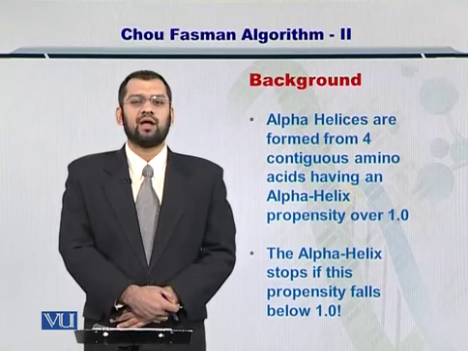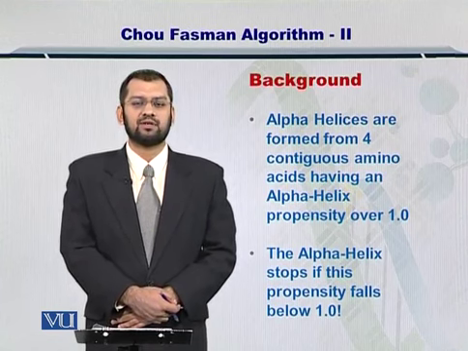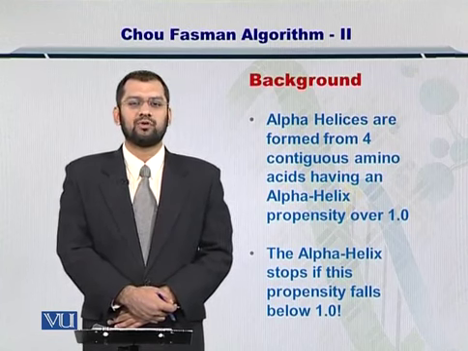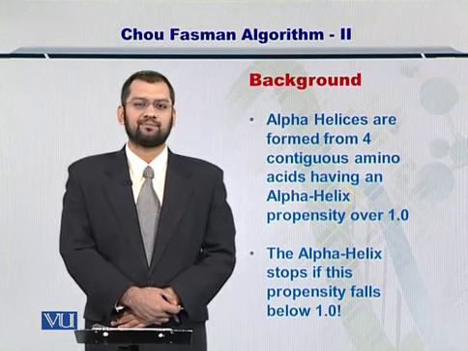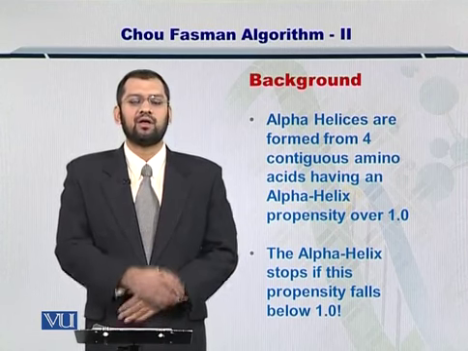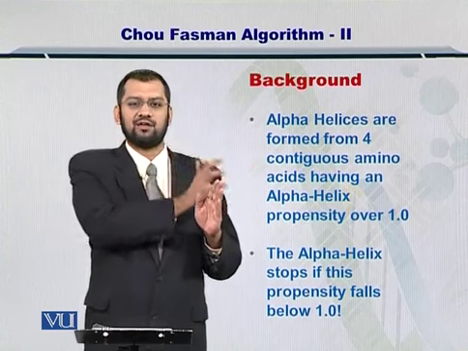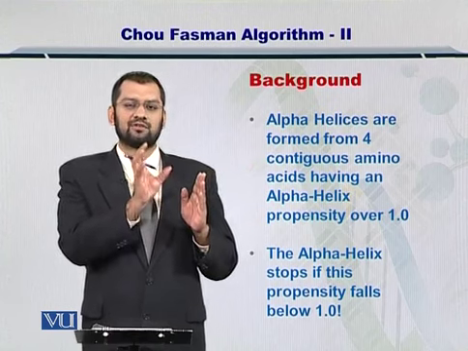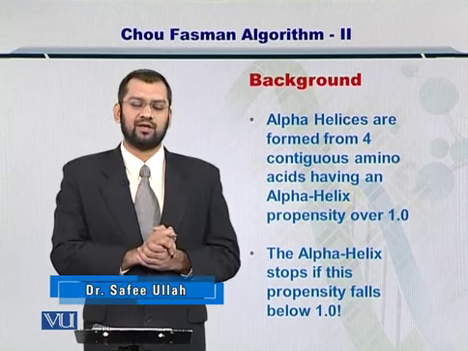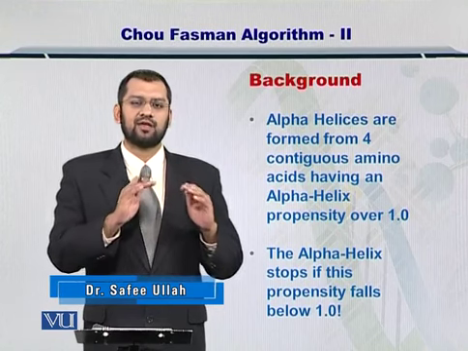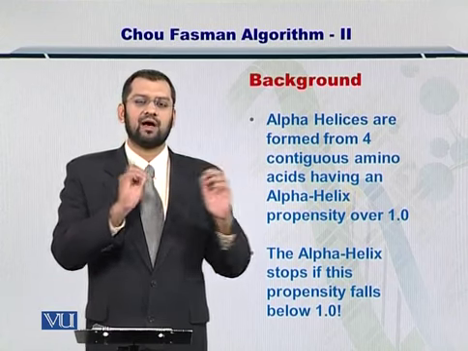You know that an alpha helix can be extracted for the secondary structure formation if the propensity of 4 contiguous amino acids is greater than 1 for alpha helix. This process is repeated to extend the alpha helix on both sides, and on either side of this first alpha helix turn, we continue to calculate the propensity for alpha helices. As long as these propensities are more than 1, we continue to expand our alpha helix.